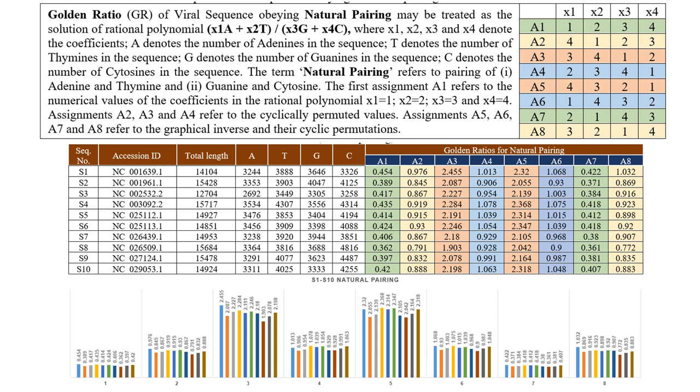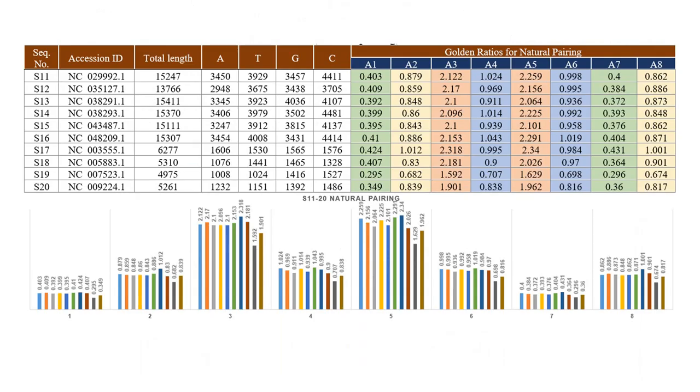We observe that assignments A1 and A7 yield almost the same GR values. Assignments A2 and A8 yield almost the same GR values. Assignments A3 and A5 yield almost the same GR values. And assignments A4 and A6 yield almost the same GR values. This procedure is repeated for all 130 virus genomes and GR values calculated.